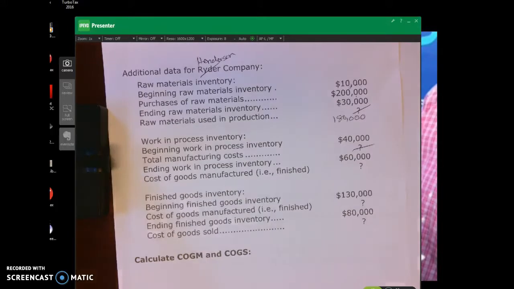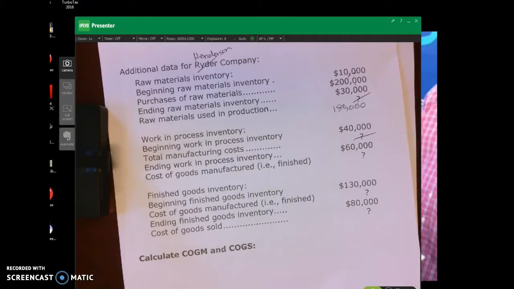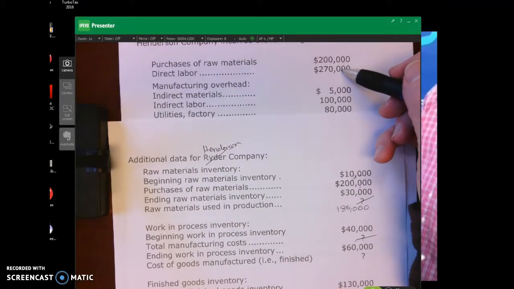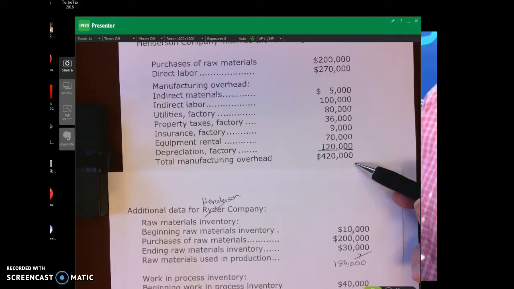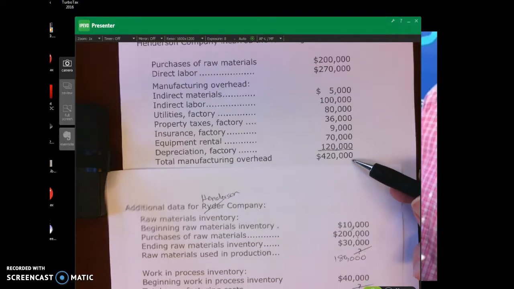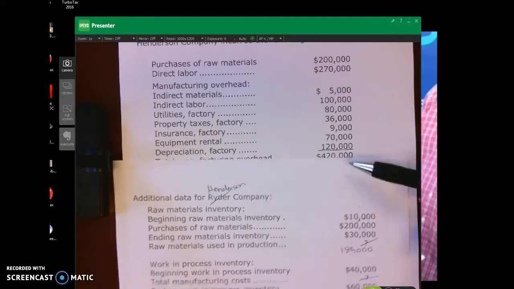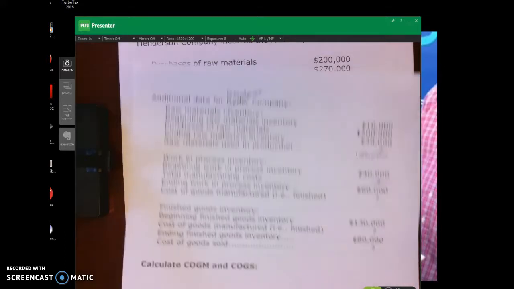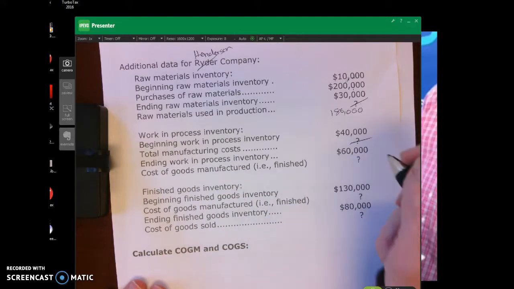So when I look over here and I calculate, I need to know my total manufacturing costs. Well, what are my components of manufacturing costs? Materials, labor, and overhead. Well, how much raw materials did I use? 180,000. My direct labor is given to me right over here at 270, and then my indirect labor plus my materials and other overhead is 420. So what I can do is add in my direct labor, my direct materials, and my manufacturing overhead to get to the total, which would be equal to the 420 plus the 270 plus the 180, and what that gives you is our 870.